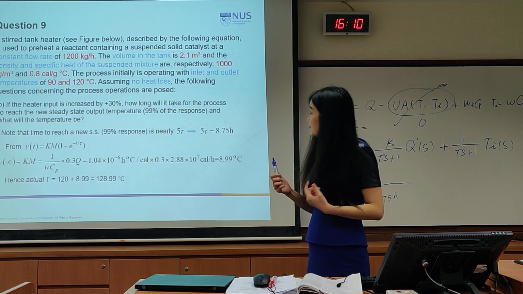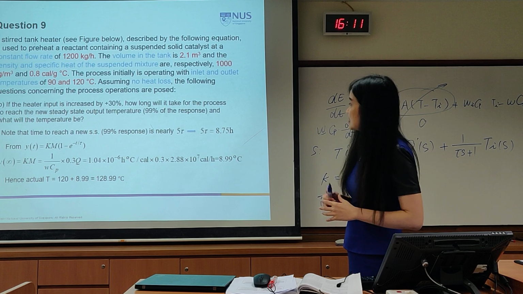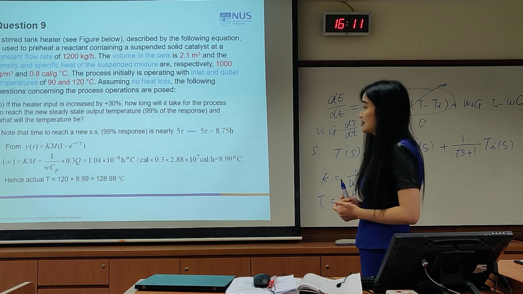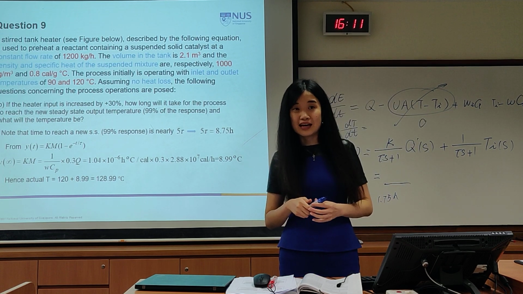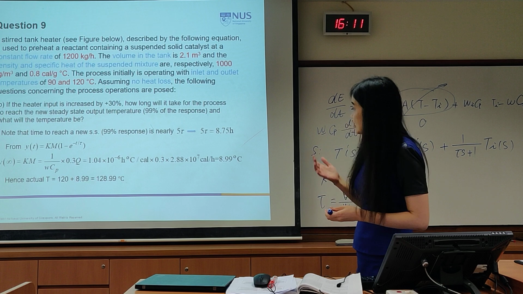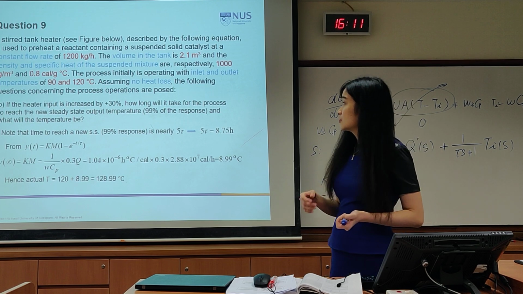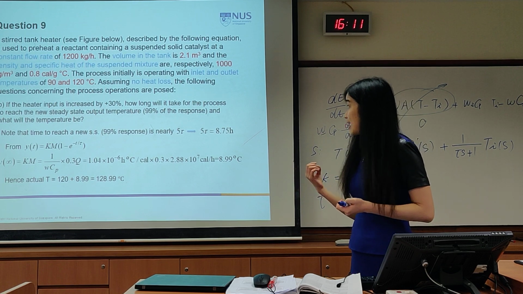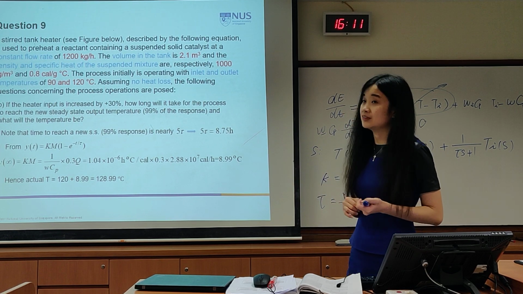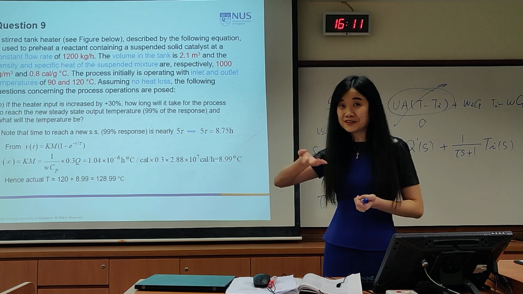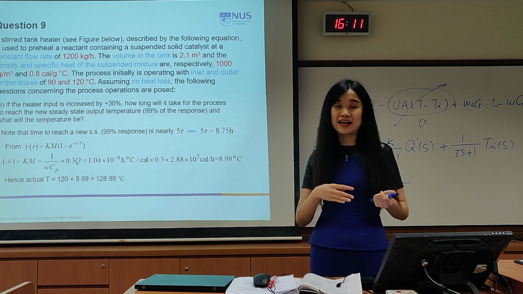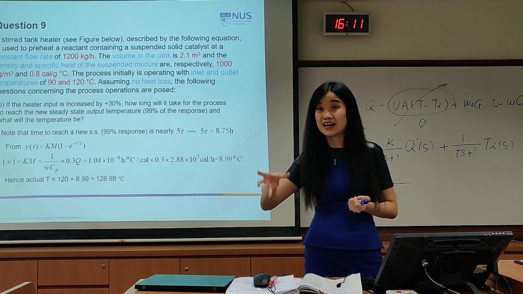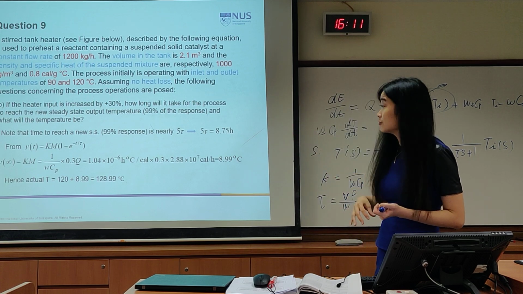And next one, we ask you if the heater input is increased by 30%, how long will it take for the process to reach a new steady state output? So this becomes the dynamic. If I increase my heater amount to 1.3 times the original Q, what is the time required for the new steady state? So now you are doing the project, you have to do simulations, so you're able to know if you can use the first order process, how the time is related between the two steady states.